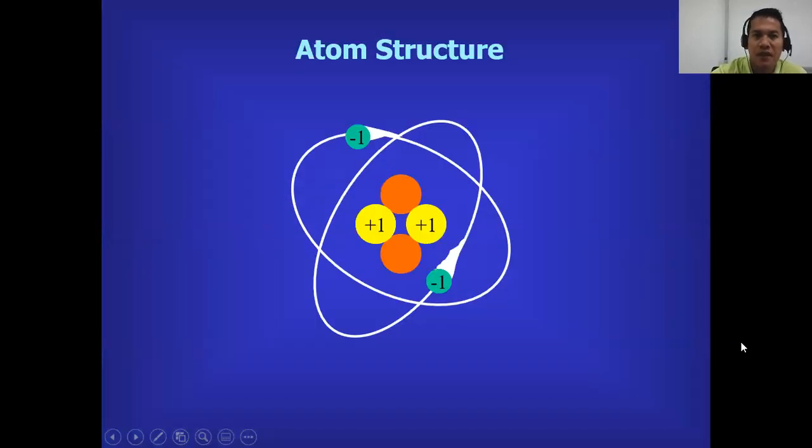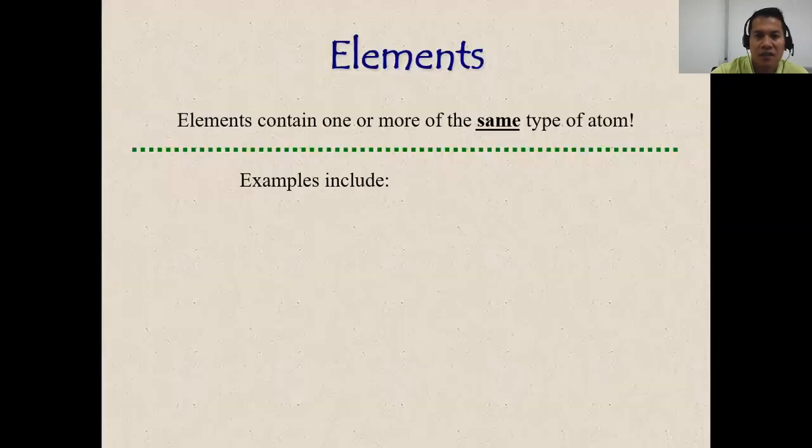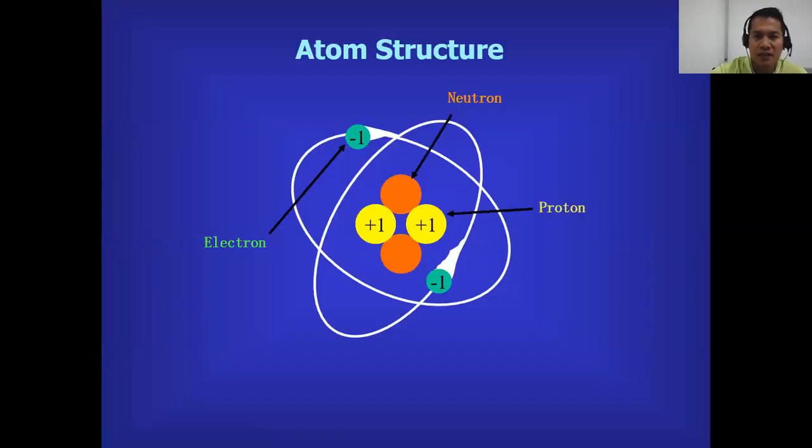Another example of the atomic structure. Basically, what you can see here are the protons, and they are positively charged. Neutrons have no charge. Electrons are negatively charged particles. These are all the subatomic particles inside the atom.